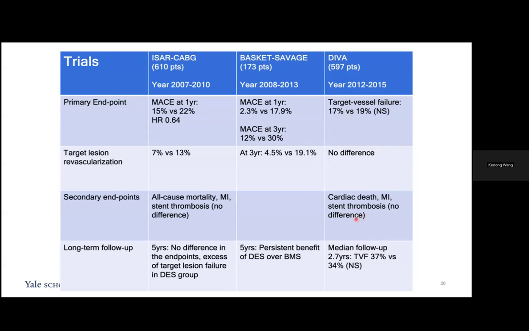There was no difference in secondary endpoints in terms of cardiac death and MI or stent thrombosis. Their long-term follow-up is a little bit shorter, a median of 2.7 years, and there was no statistically significant difference in terms of target vessel failure.